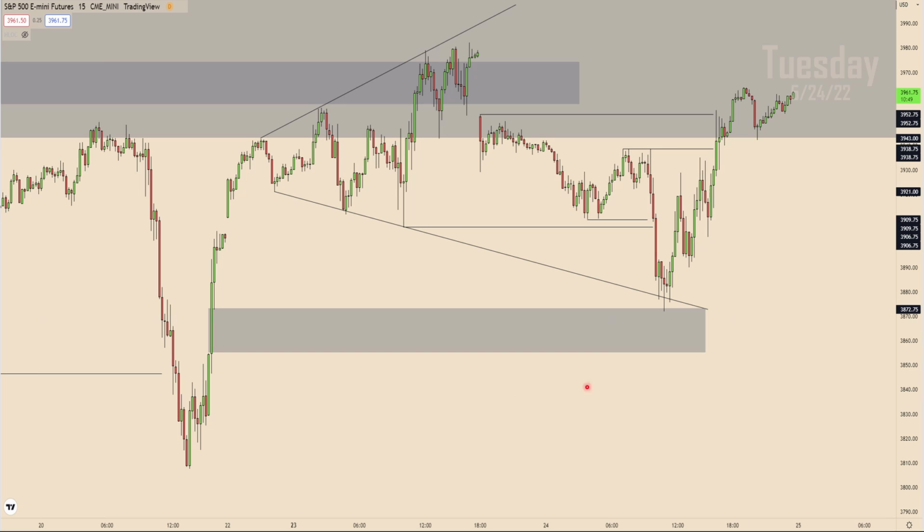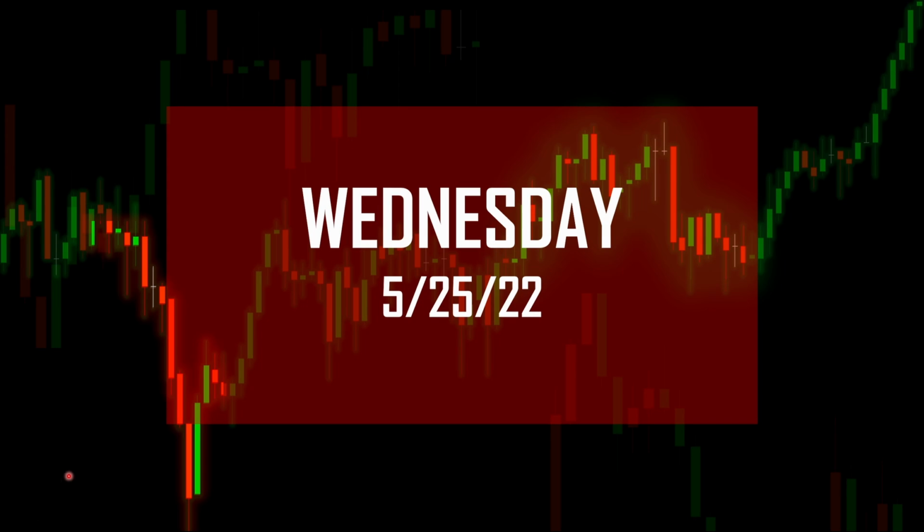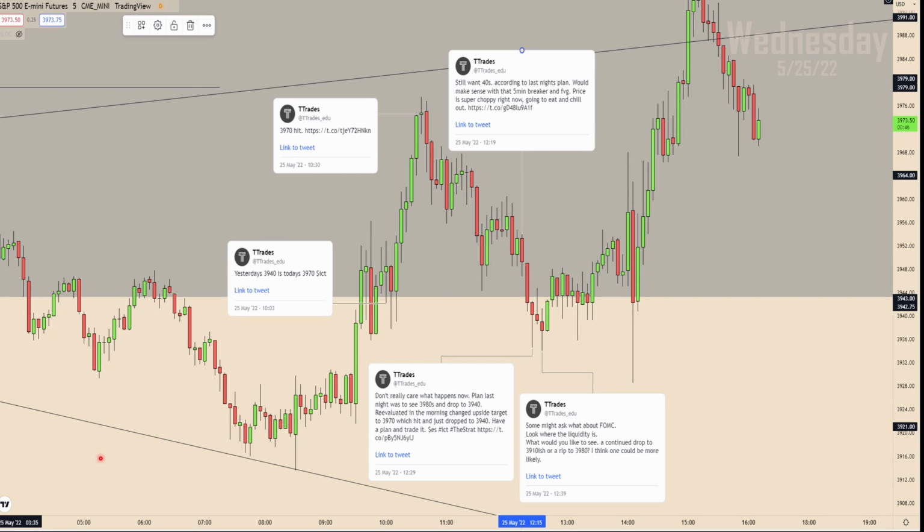Here is just a little overview. Made relative equal highs, broke down, broadening formation, fair value gap, move up, move up, move up. If you wanted to look on the 15-minute chart, market structure shift right there, fair value gap, enter there. Going into Wednesday, there was a Fed meeting, so we're expecting some volatility in the afternoon.